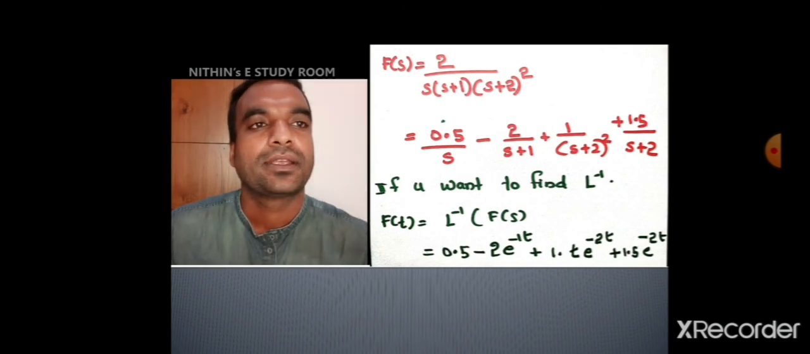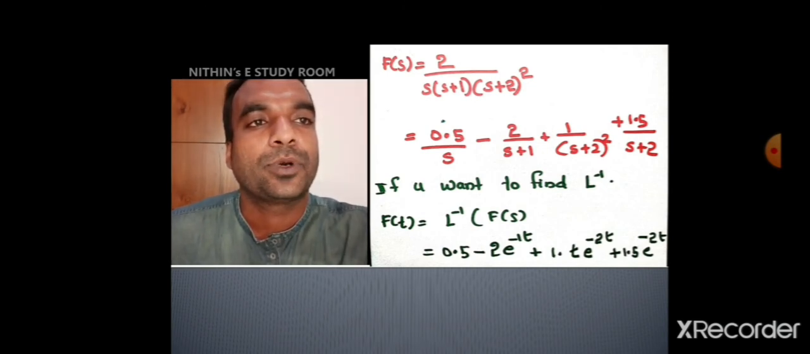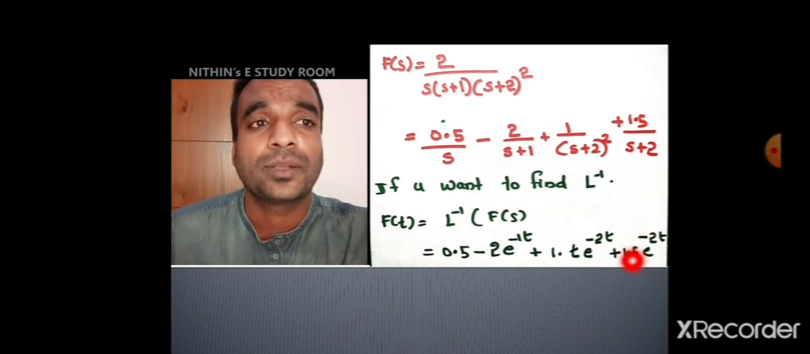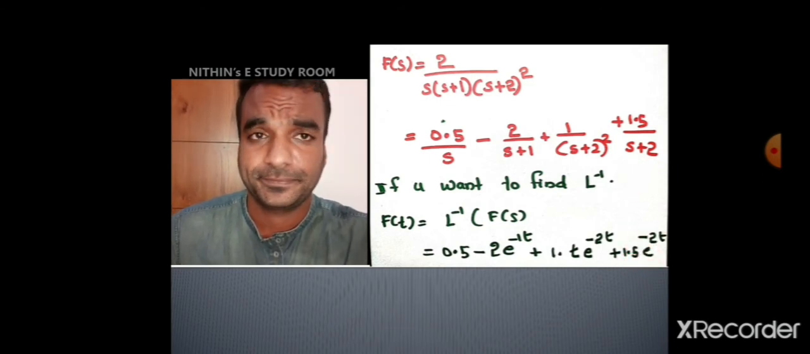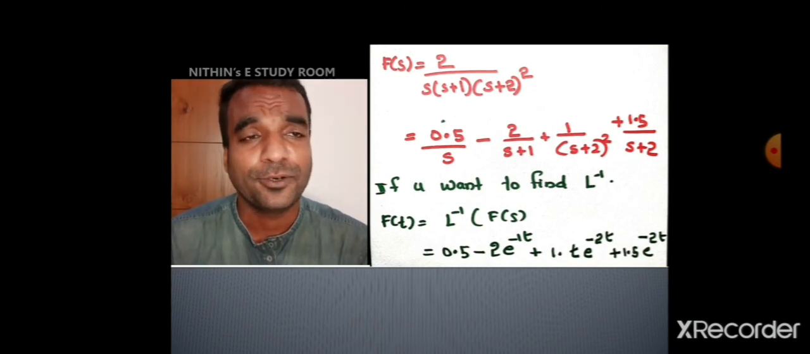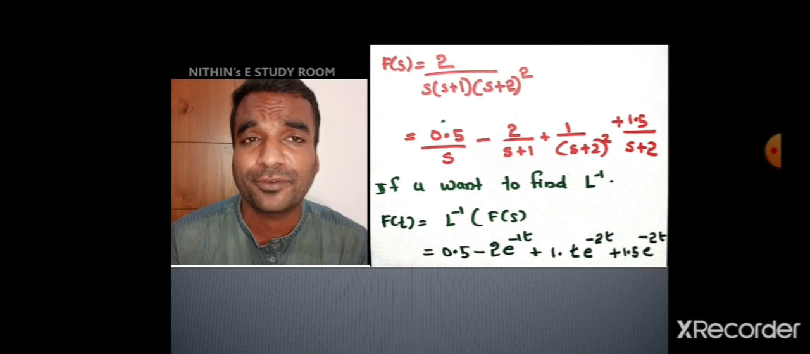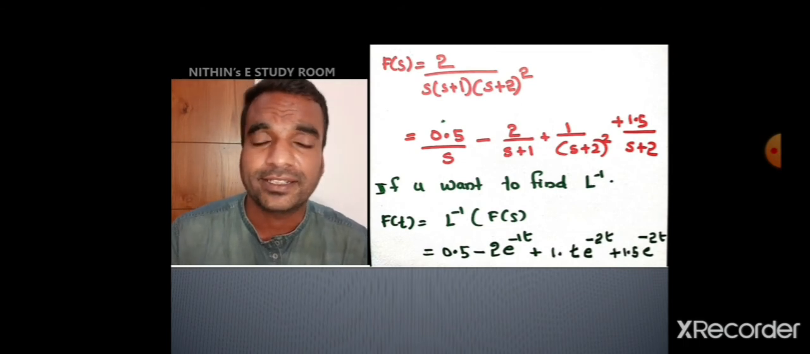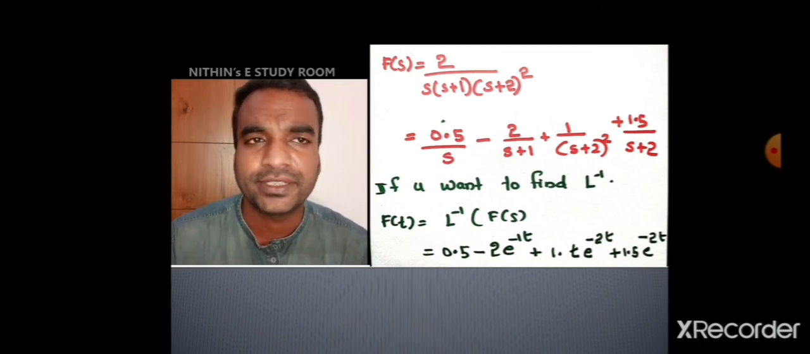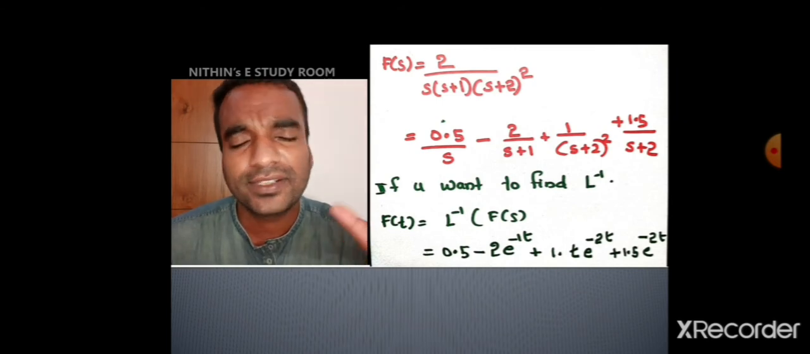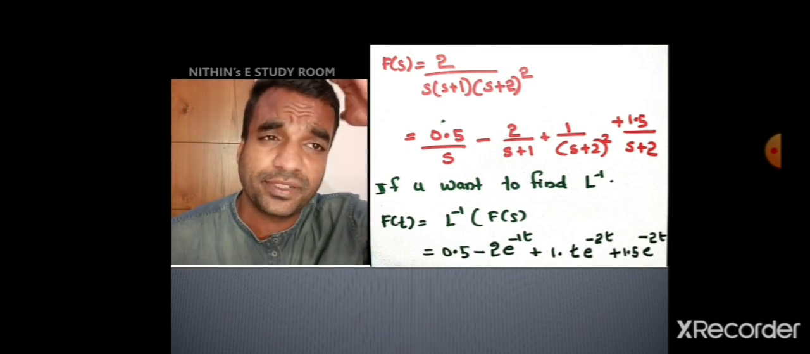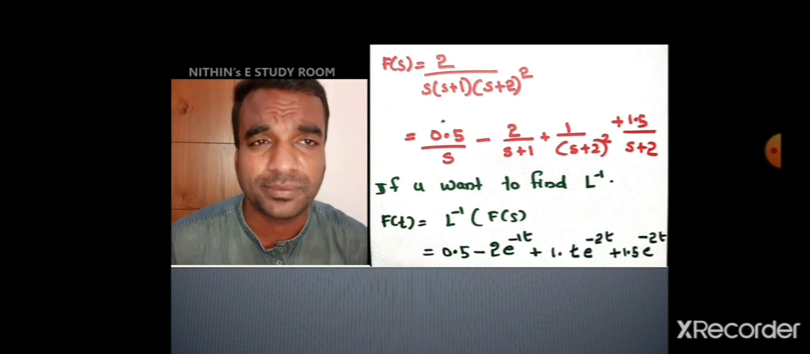Plus, the fourth term is 1.5 into 1 by s plus 2. So 1.5 into e raised to minus 2t. Now I hope you have an idea why we have to learn all the shifting theorems, the time shifting theorem, frequency shifting theorem, such things. Everything you will have to apply. Everything will come across in your problems.